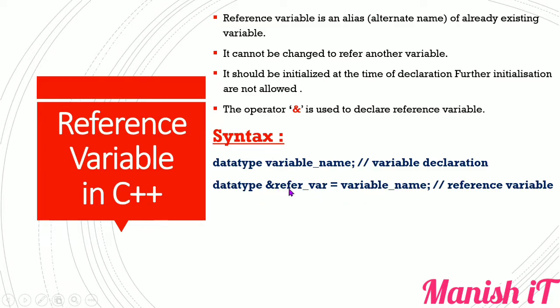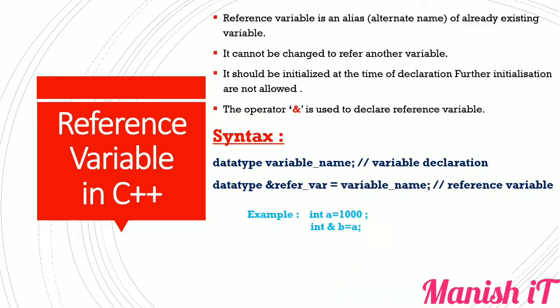Whatever you derive as your reference variable, your previous variable must be initialized during the declaration part. I have already shown the rule here: it should be initialized at the time of declaration. Further initialization is not allowed. So see the example.